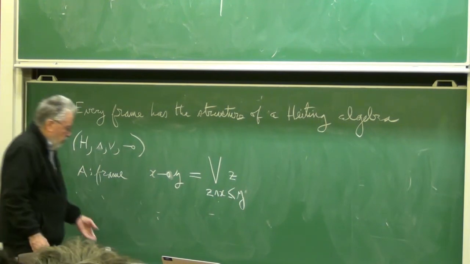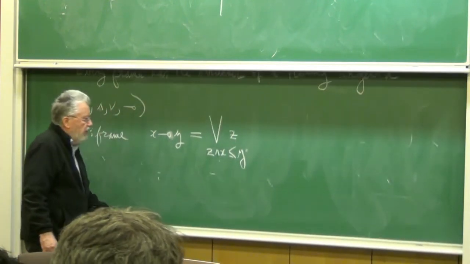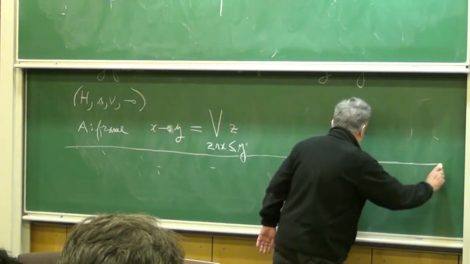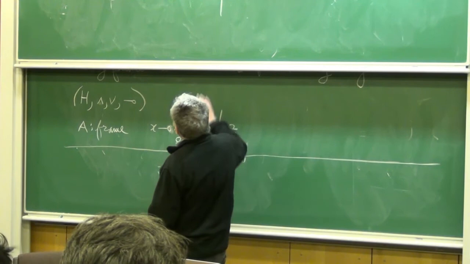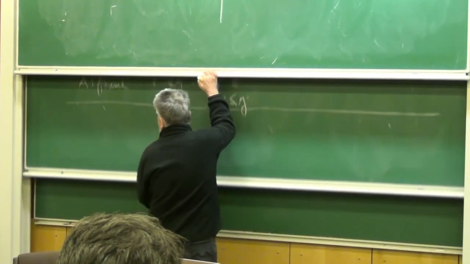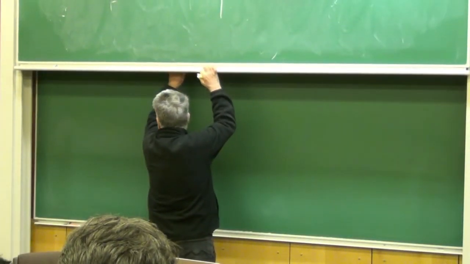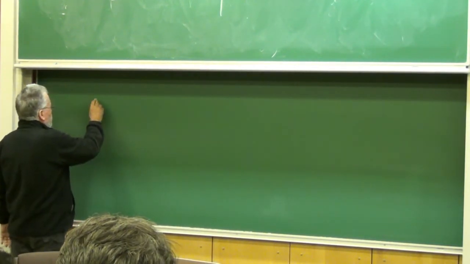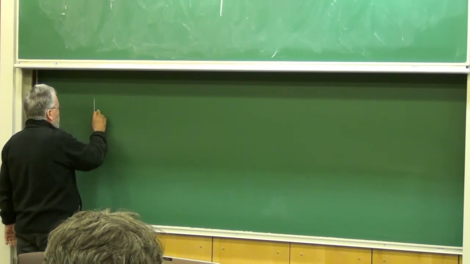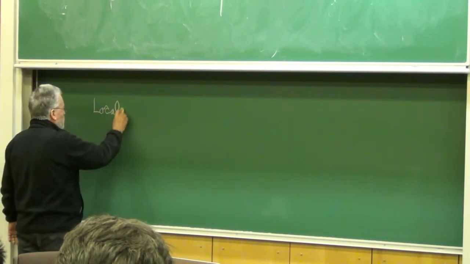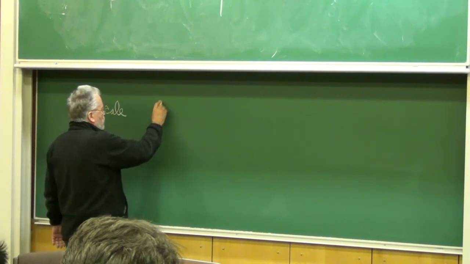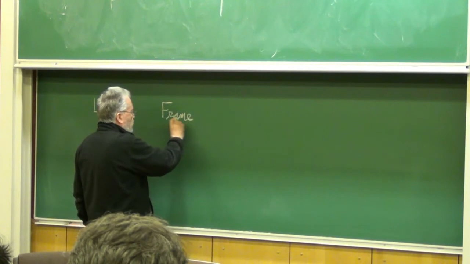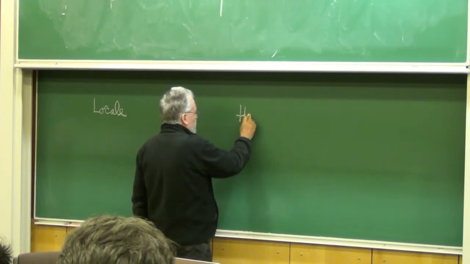Okay, so let's look at this, what happened. So we have the notion of locale, which is dual to the notion of frame. And from a frame, you can get a Heyting algebra.